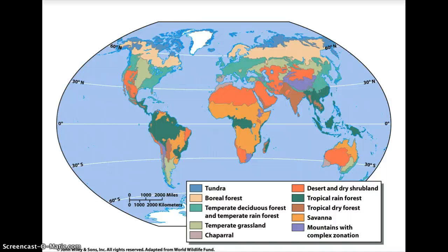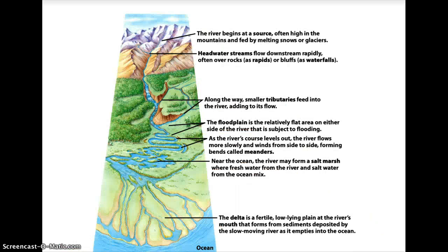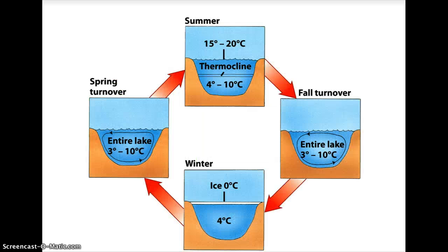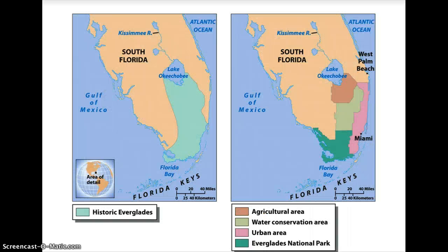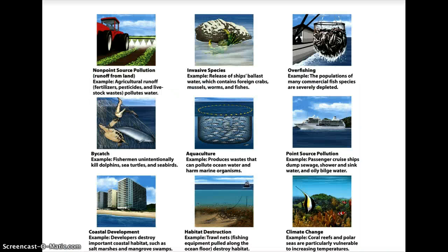This is showing where the different biomes are located relatively. This is summarizing biomes related to the amount of water and temperature. It's really important to remember, related to water and temperature. This is showing how rivers flow into oceans and their different characteristics along the way. This is different temperatures in lakes over the course of a year, over the seasons. This is showing the loss of Everglades, mangroves and estuary as a result of human development. This is an important case study. This is showing different tidal zones and the type of organisms that exist.